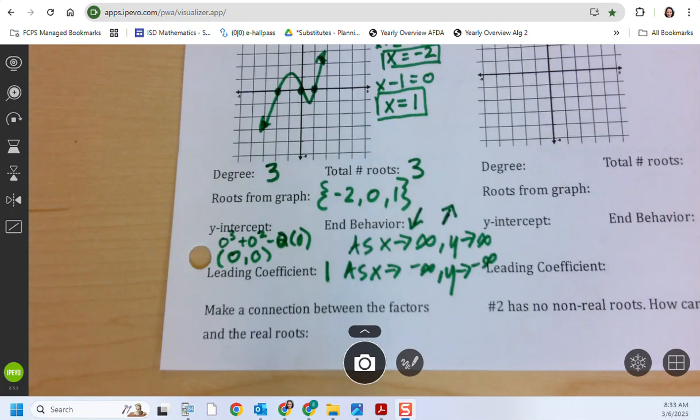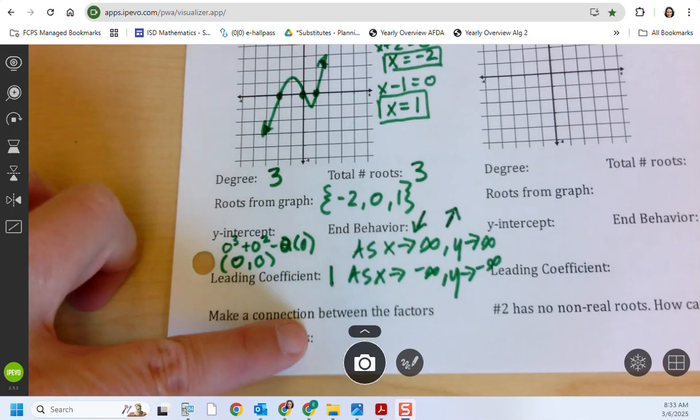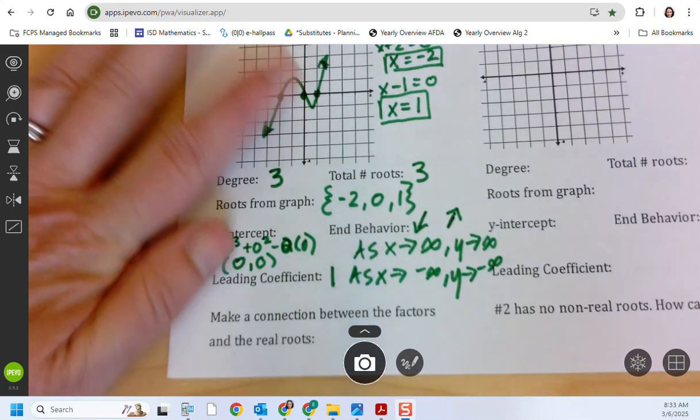It says make a connection between the factors and the real roots, and we just set those factors equal to 0 to find the real roots.